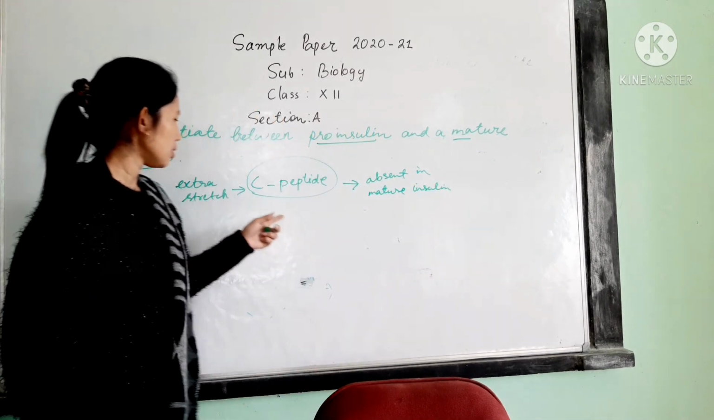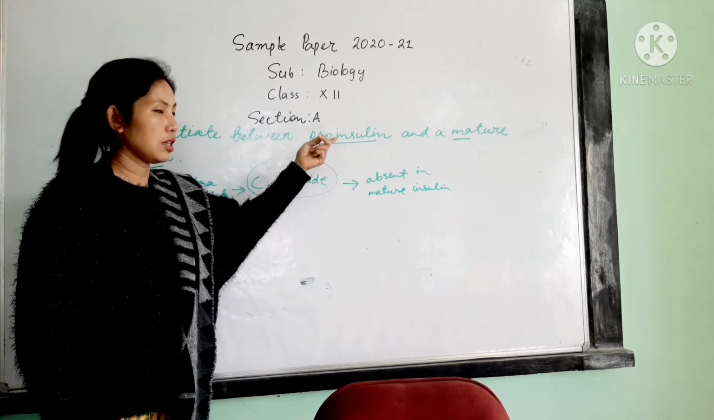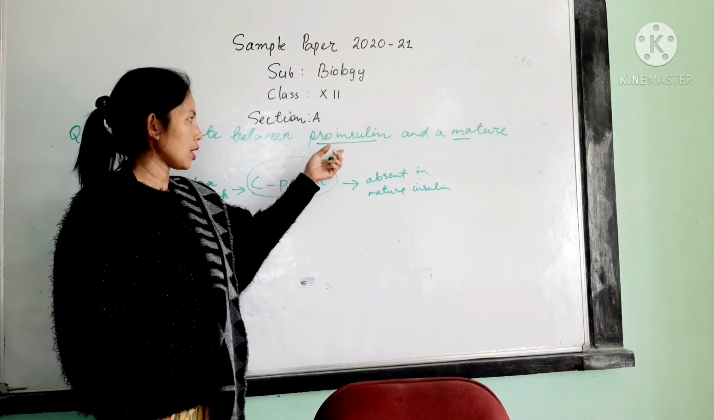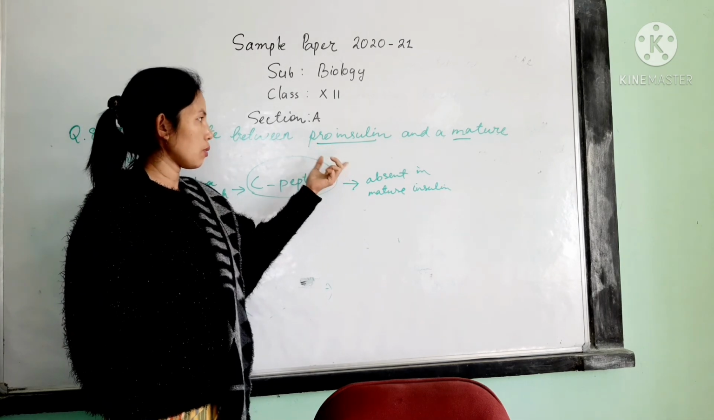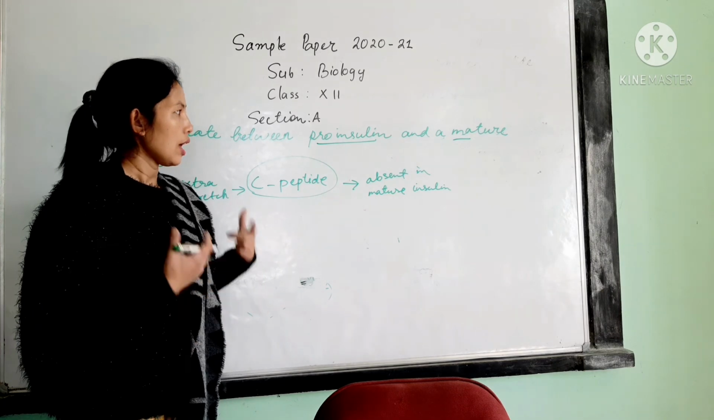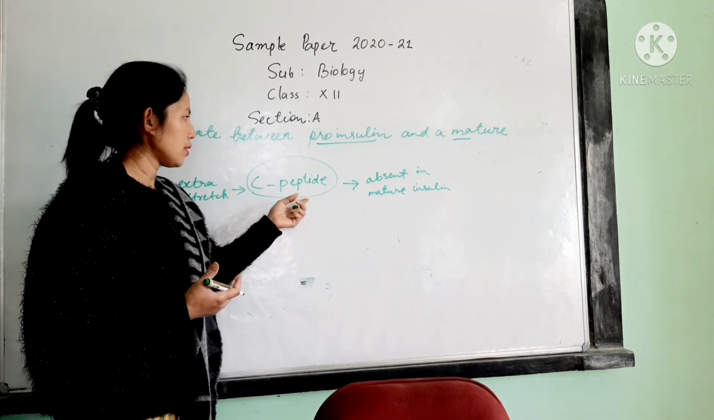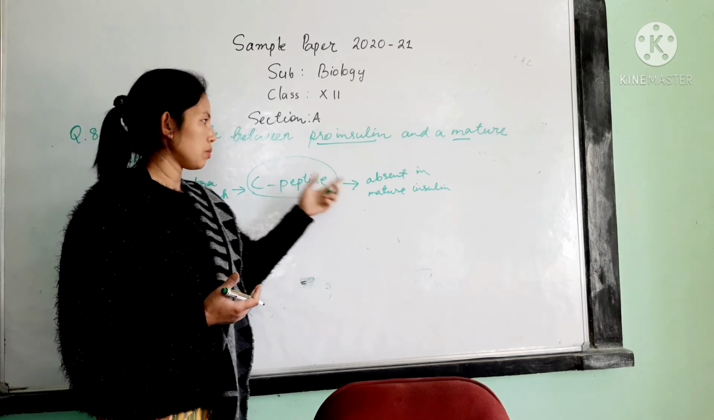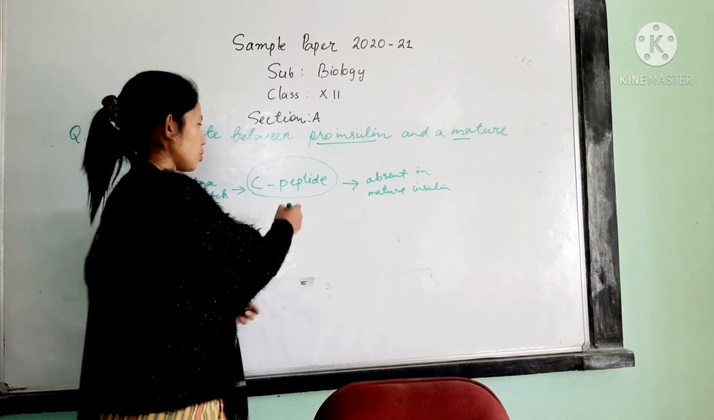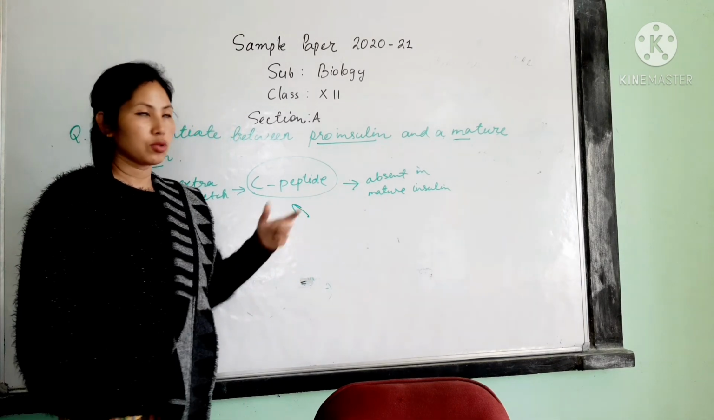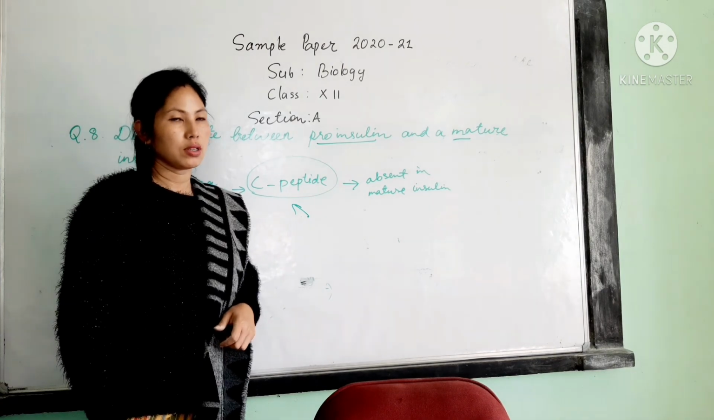So you can write here, proinsulin is the unprocessed, immature insulin which is synthesized in its inactive form, which needs to be processed, and it contains an extra stretch of C-peptide which is absent in mature insulin. It means the proinsulin gets converted into a mature insulin which does not contain the C-peptide. So that is the difference between proinsulin and mature insulin in humans.